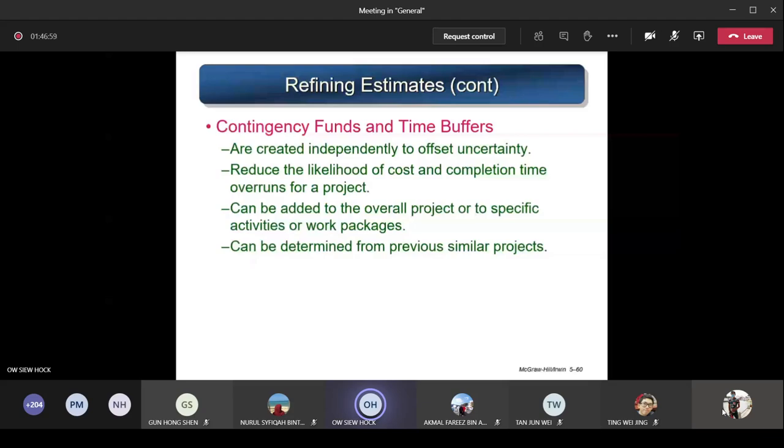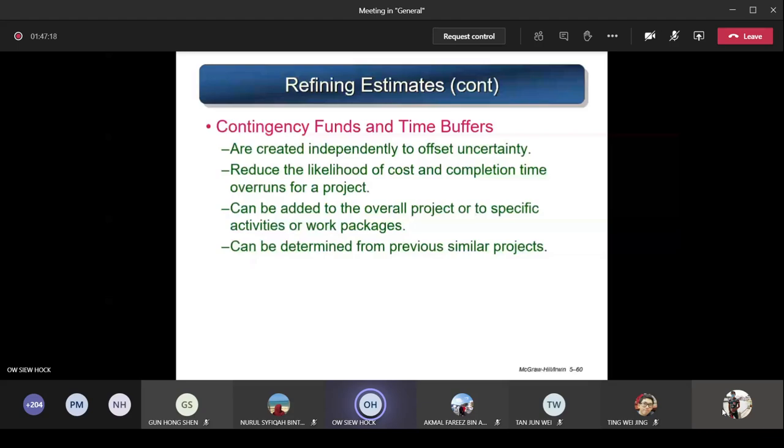So this reduces the likelihood of cost and completion time overruns for a project. You see, on top of doing a normal estimate, you allocate a sum for contingency use. You allocate some extra time for emergency use. So that will reduce the chance that you suddenly get, oh my God, my project is over cost.